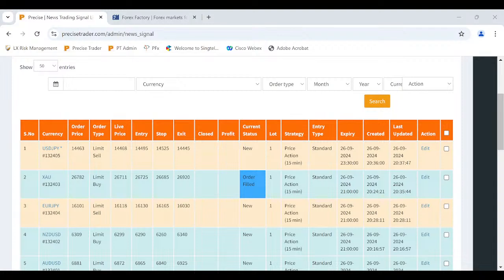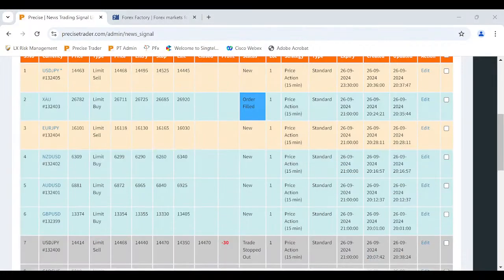Okay, now let me see. Yeah, I think our pound got filled, because it's showing below that level. So this pound also got filled.